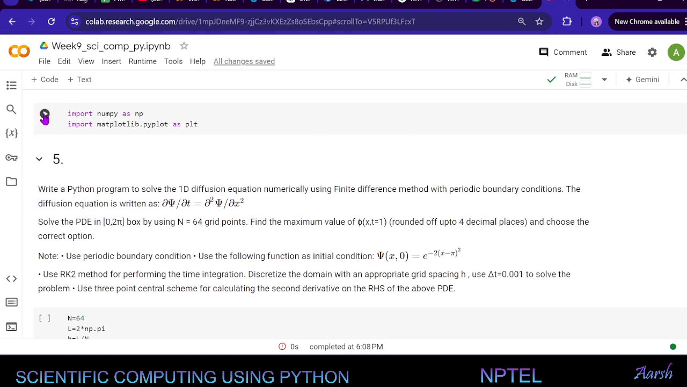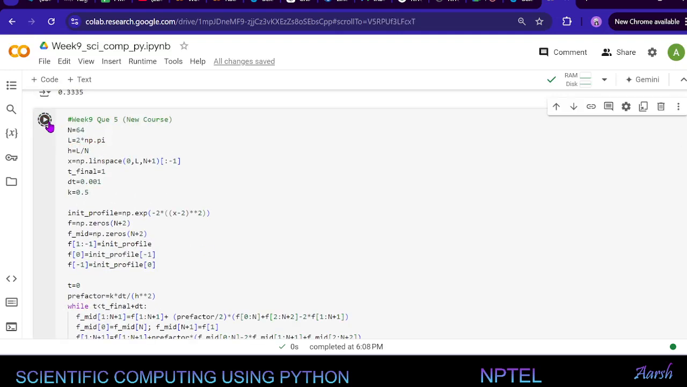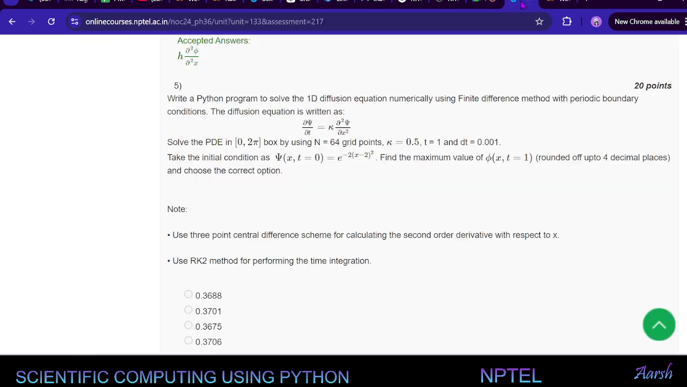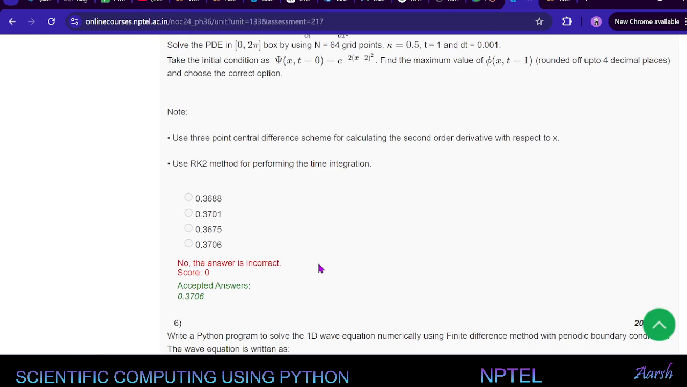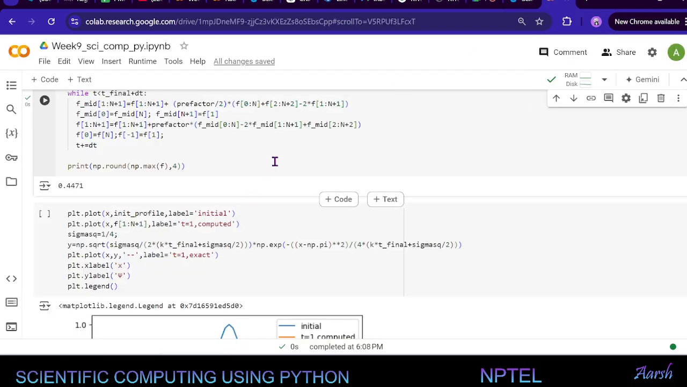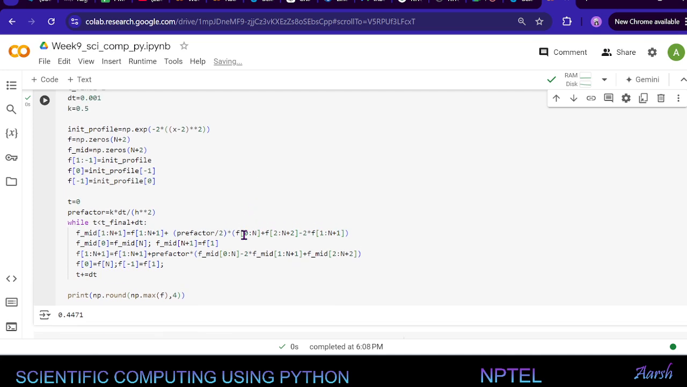Now, let me run the numpy. 0.4471. Yeah, this one, I exactly got this answer. Okay. Use 3-point central difference to calculate the second order and RK2. It's the same, although it should not change the answer too much. I also got the same thing. Yeah, I think I got the wrong thing again.